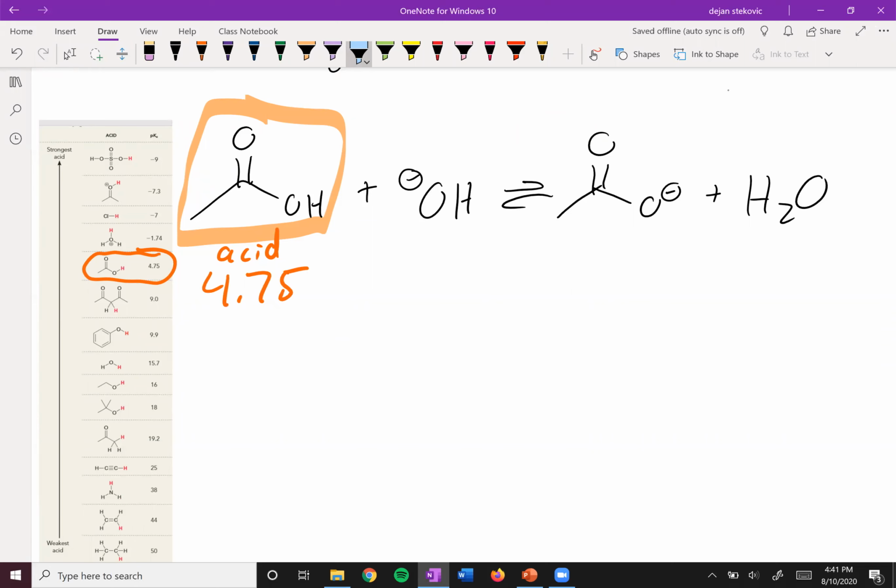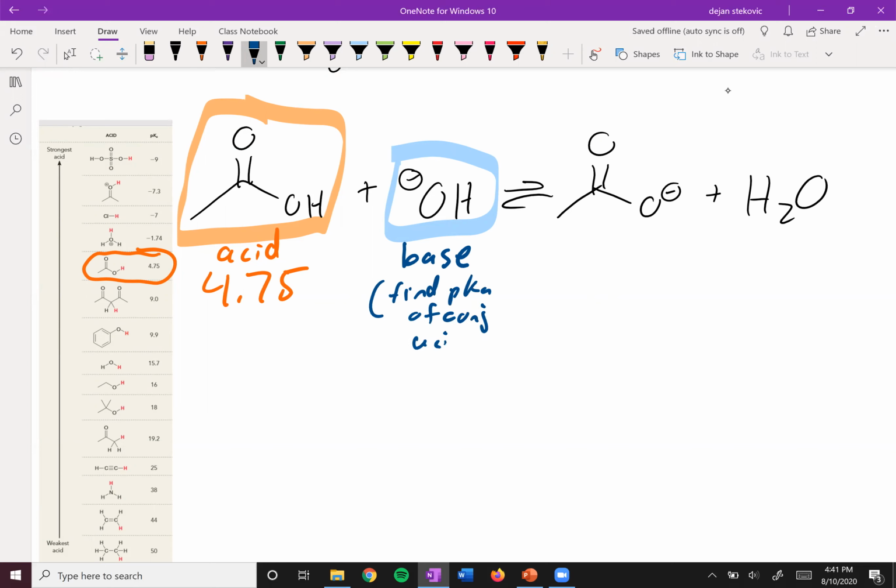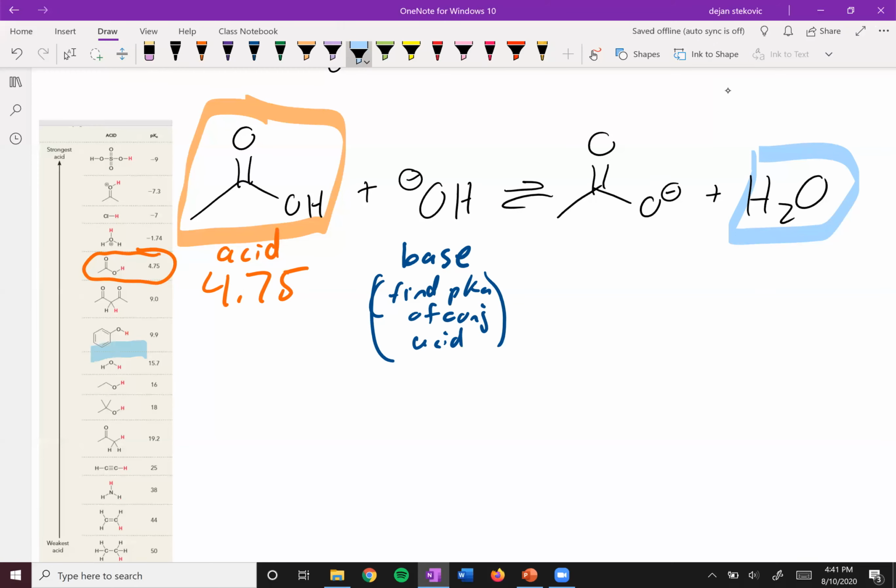And then if you're thinking about this, hydroxide is actually acting as the base, right? This is a pKa chart, not a pKb chart. So we want to find the pKa of the conjugate acid, right? Which in this case is water, right? It's this guy over here. And so in our chart, what we need to do is find water, and we can find it right here at 15.7, right? And now we have our two values.